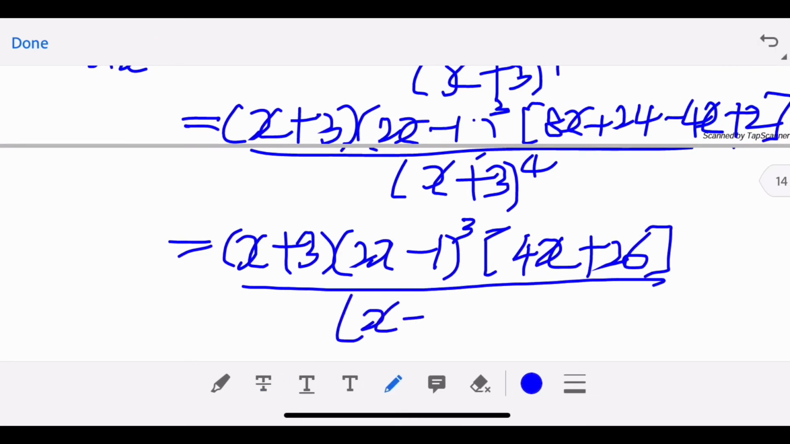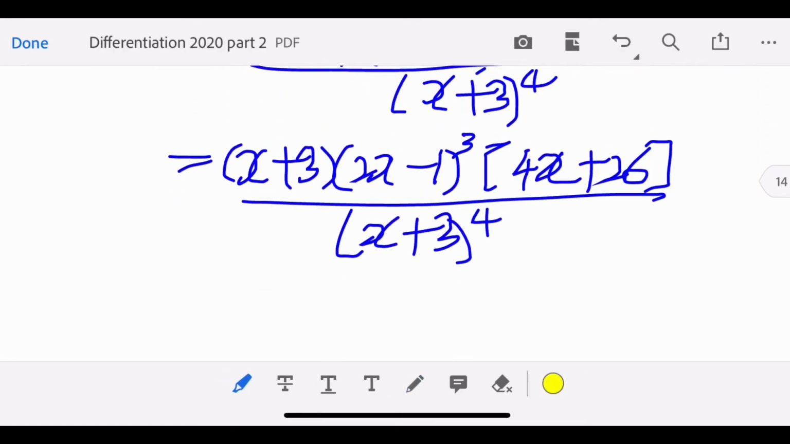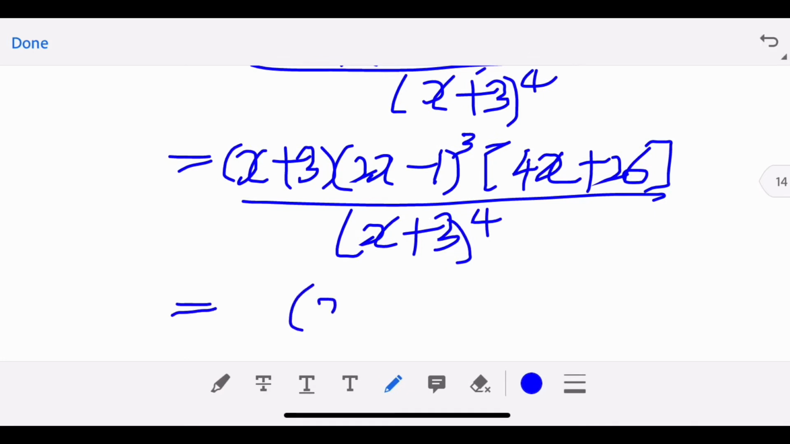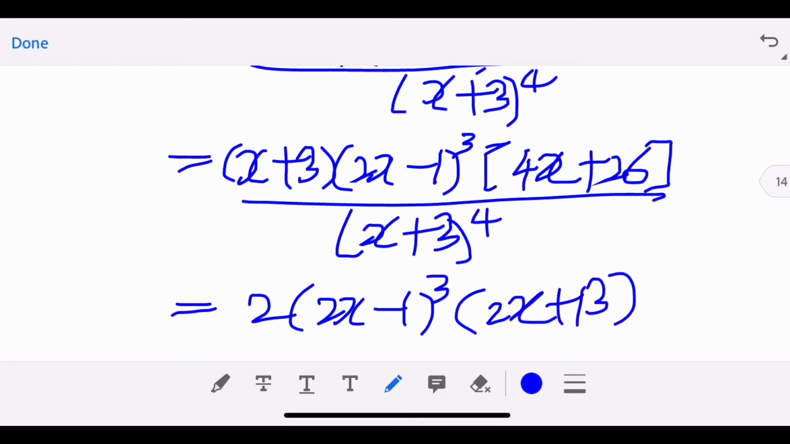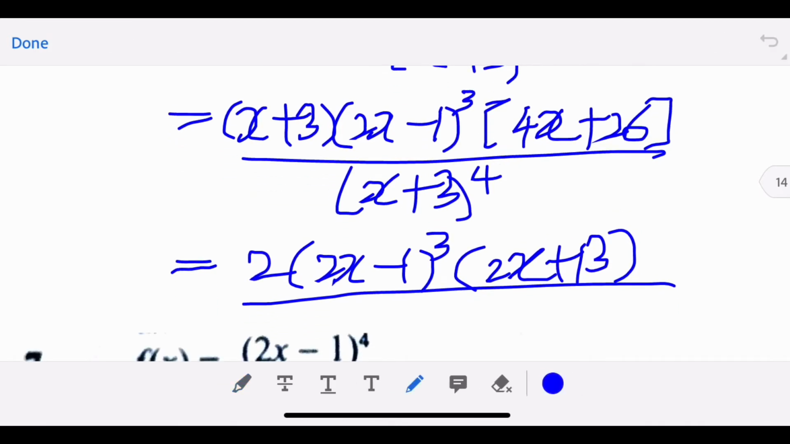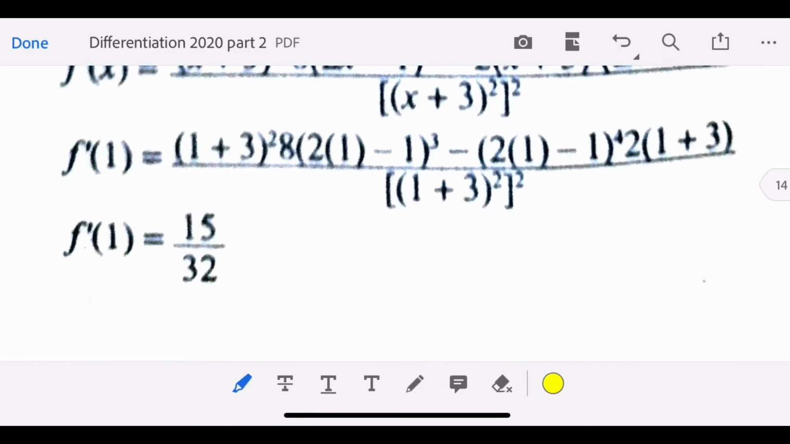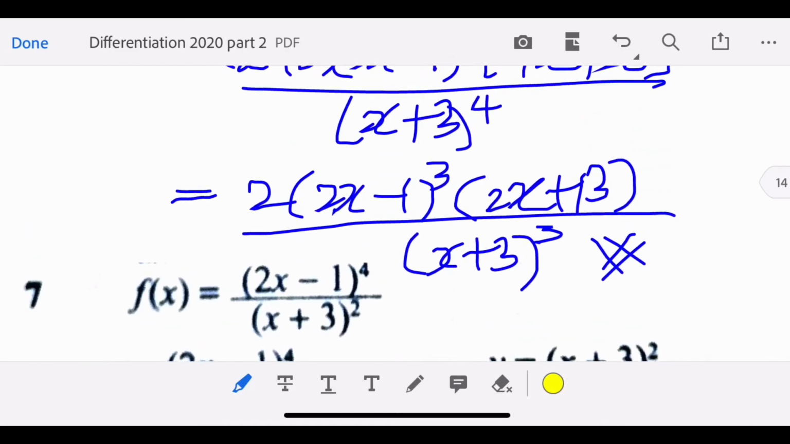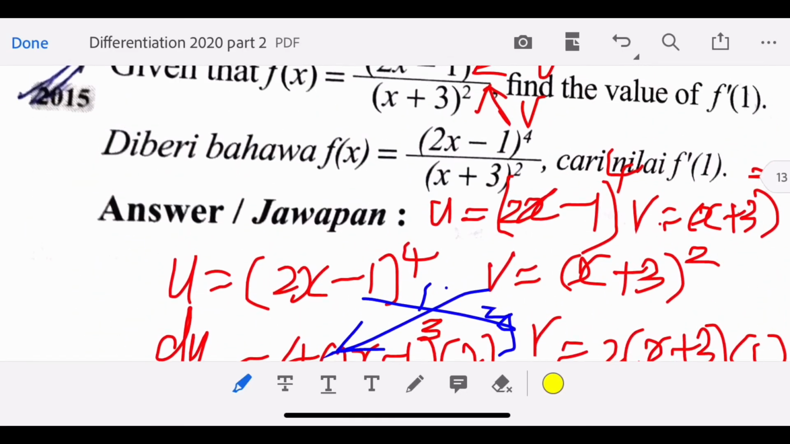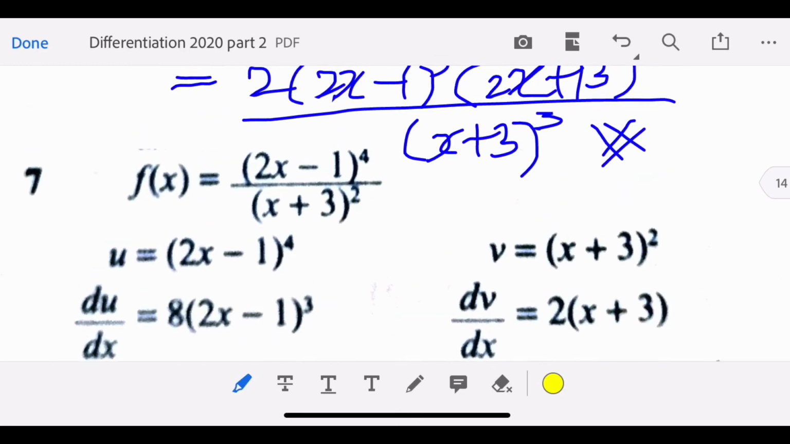Okay, so I think we can simplify the (x plus 3) up and down. So it becomes, the last answer will be (2x minus 1), (4x plus 26). You can factorize the 2, so 2 times (2x plus 13). Now left only (x plus 3) to the power of 3, because I already cancelled out the (x plus 3) up and down. So let's see the answer given. Yeah, we are getting the right answer.